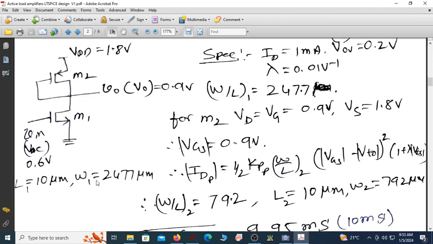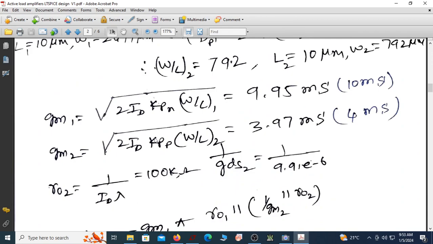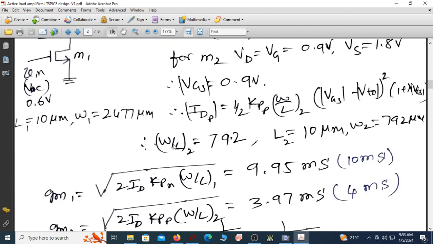Now we found that W by L of this happens to be 79.2. You can surprisingly see this for the same circuit, when this was connected to some DC voltage where VGS was minus 0.6, the W by L was 495.5. You can see this W by L has drastically reduced to 79.2 because my VGS is too much. So VGS is now 0.9. This is the change that will happen from the previous to this circuit.